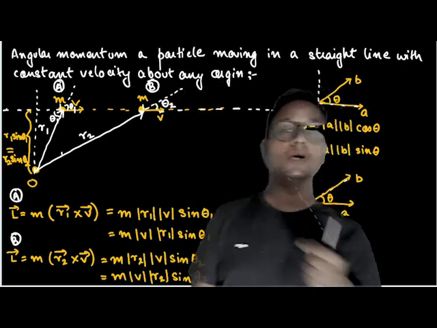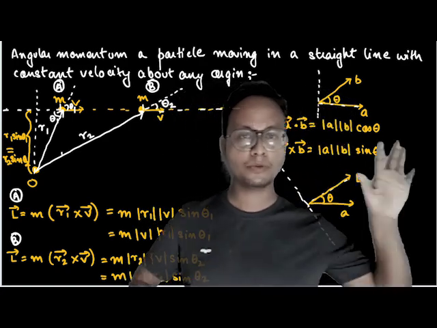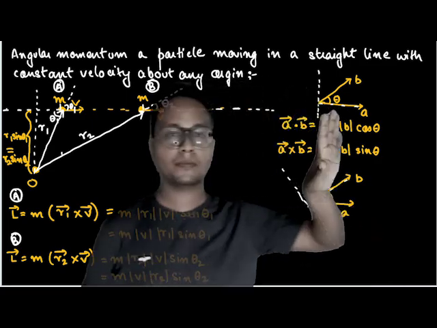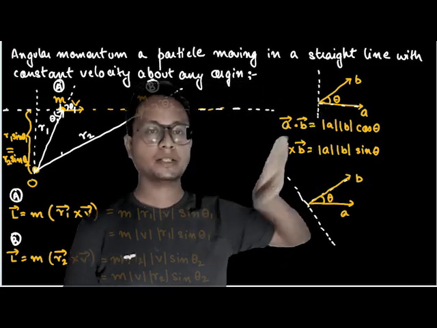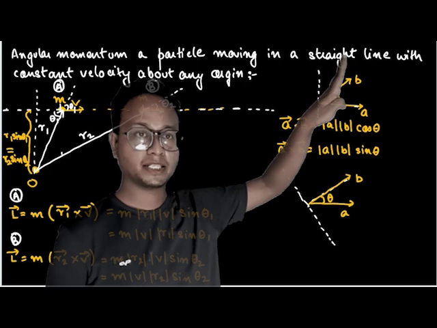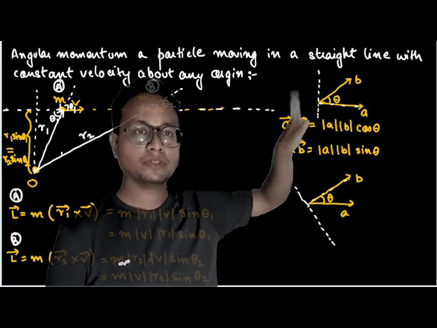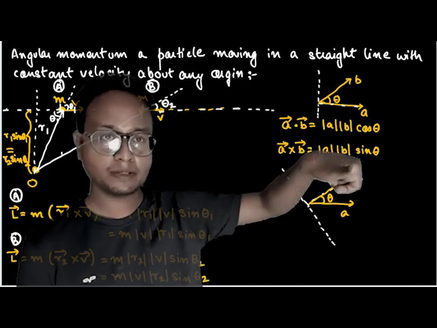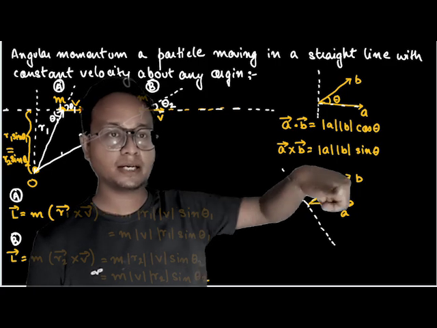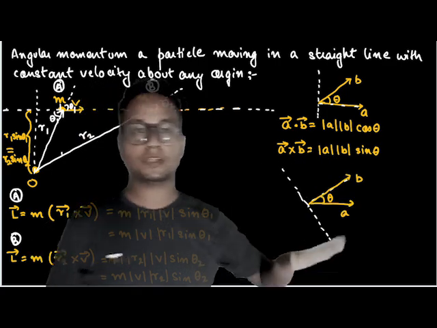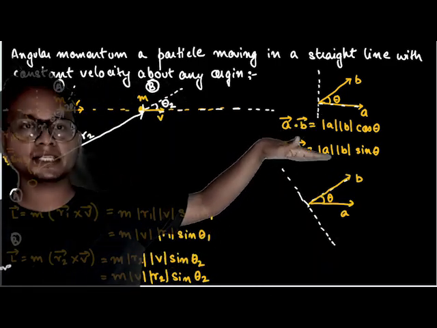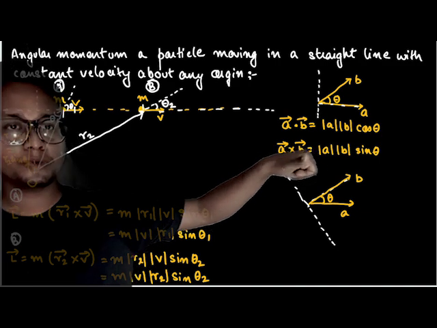Understood? And what is the direction of angular momentum? Just apply the right hand rule. What is the first vector? r1. What is the second vector? v. So r1 is in the up direction, the position vector r1, and v is in the same direction. If you curl your right hand, the thumb gives the direction towards you. So this is the direction of angular momentum. For the second, r2 is in this direction, v is in this direction, and the direction of angular momentum would be in this direction.